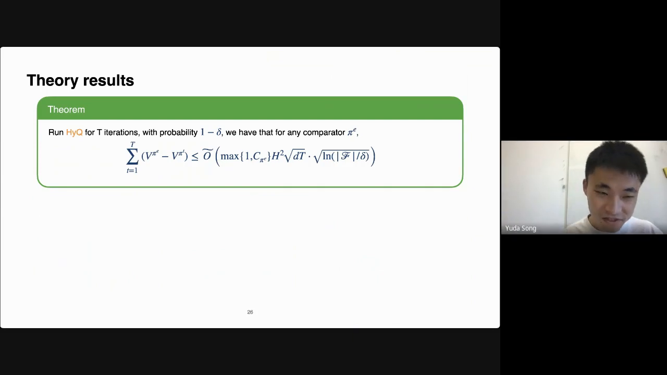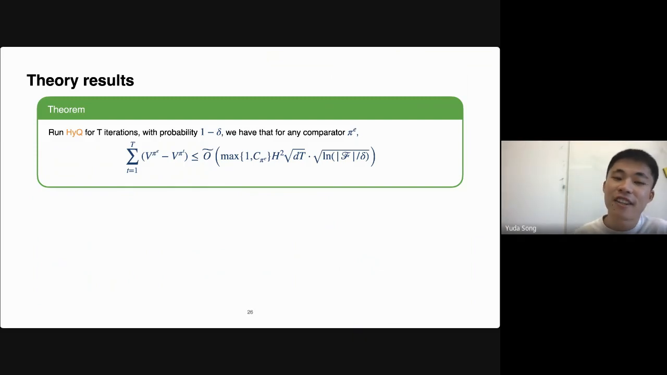That's the assumption part, and this is the main theory result. And we prove that for the HighQ algorithm, with high probability, you can compare with any comparator policy pi e, which is covered by the offline dataset, with this regret bound. And let me just give a quick intuition about what's going on here.